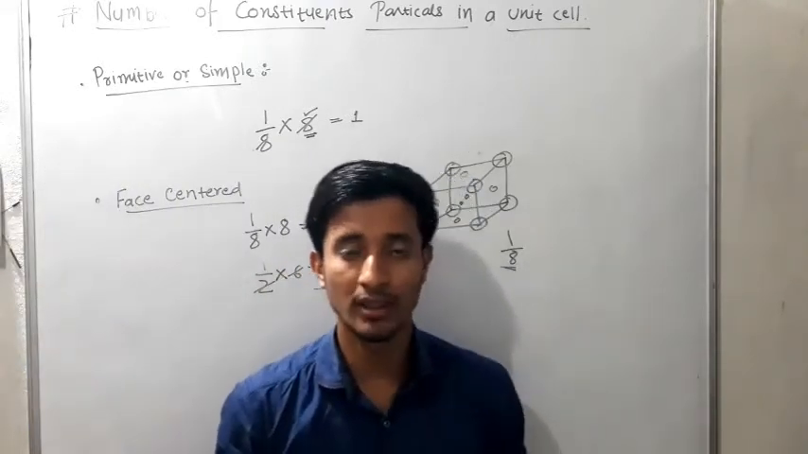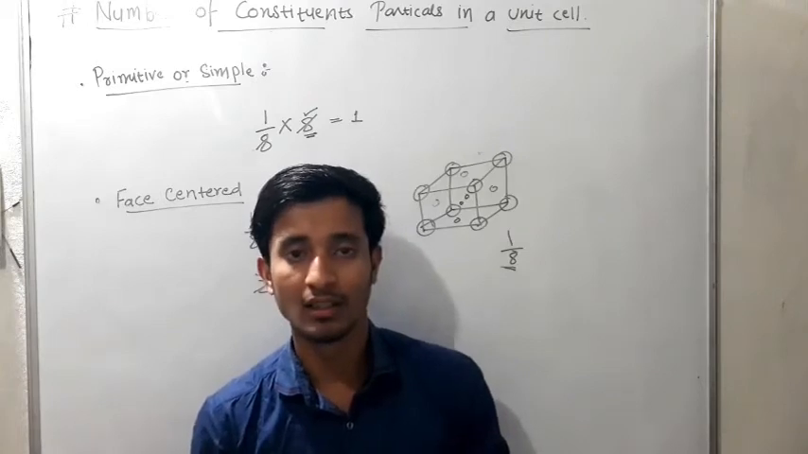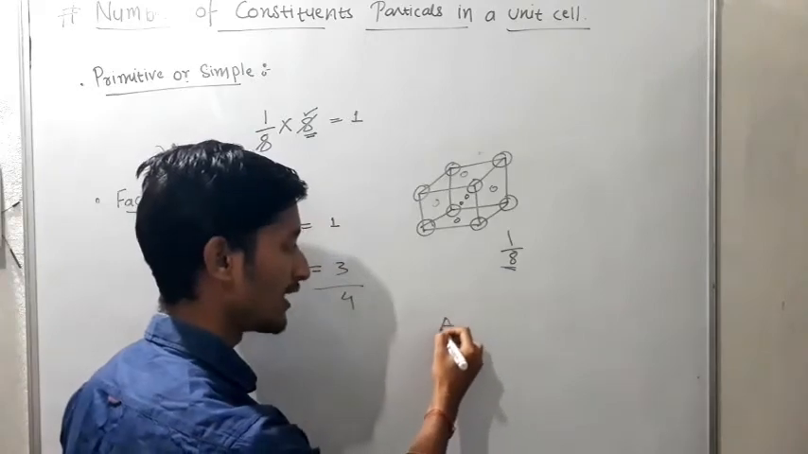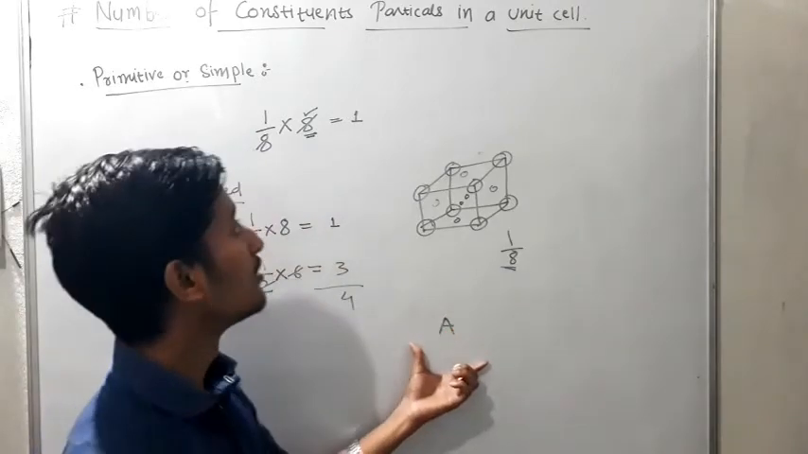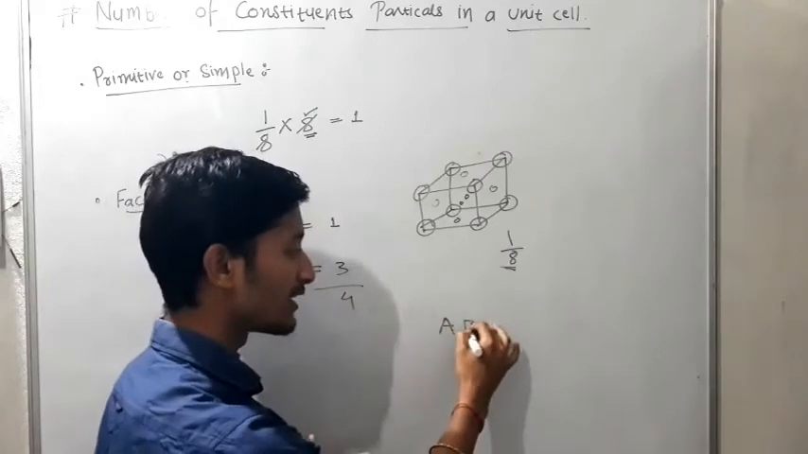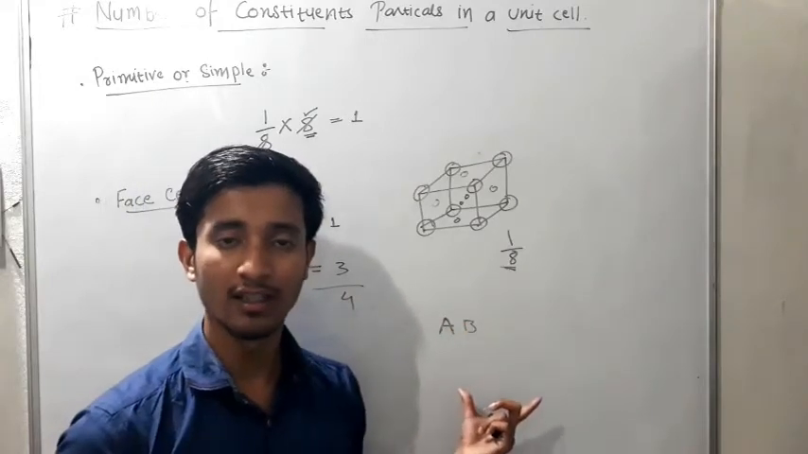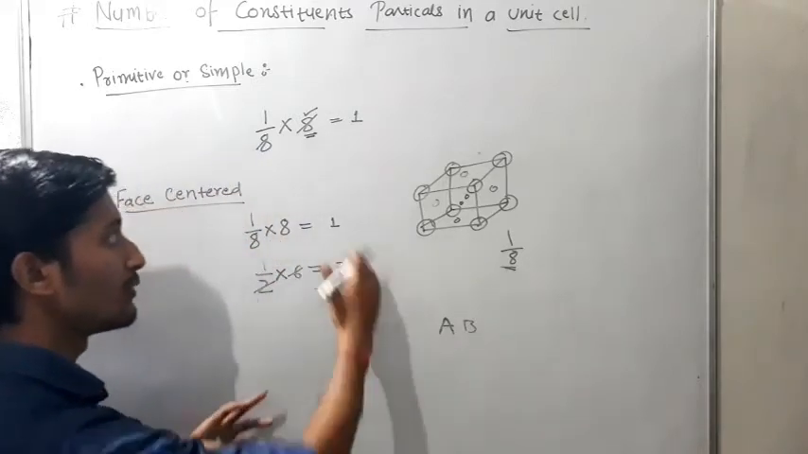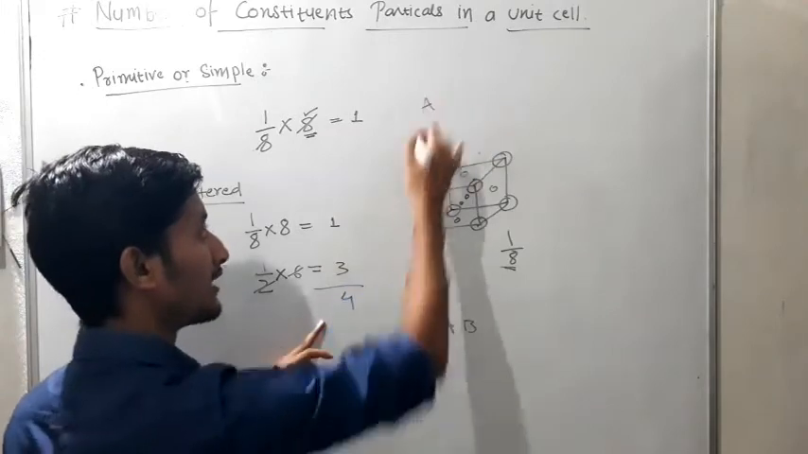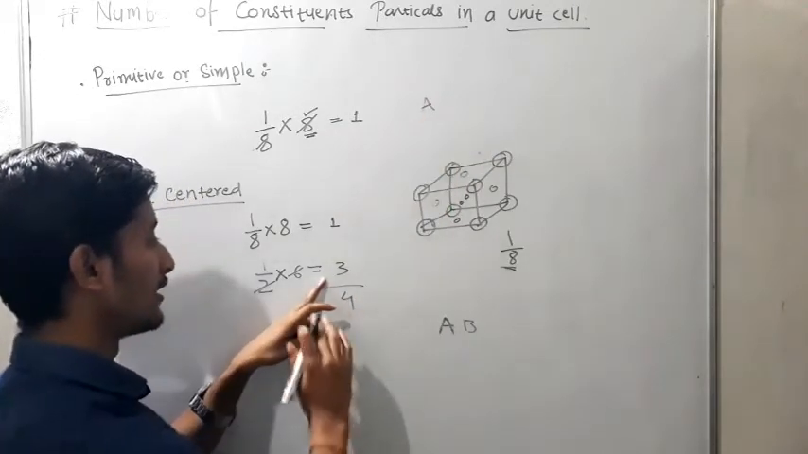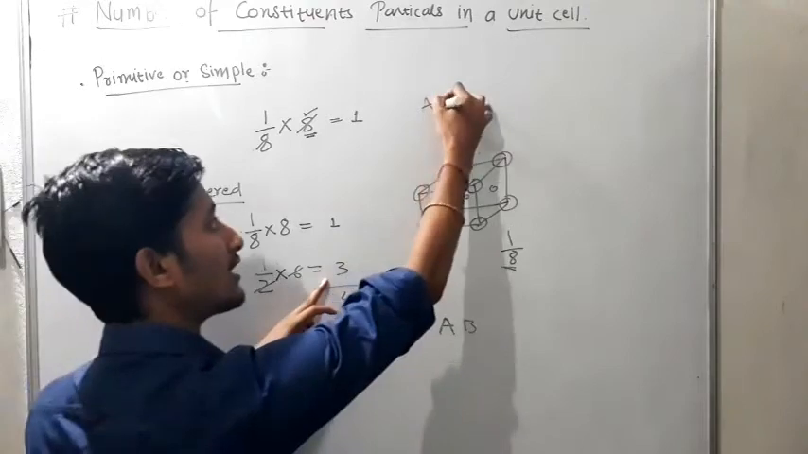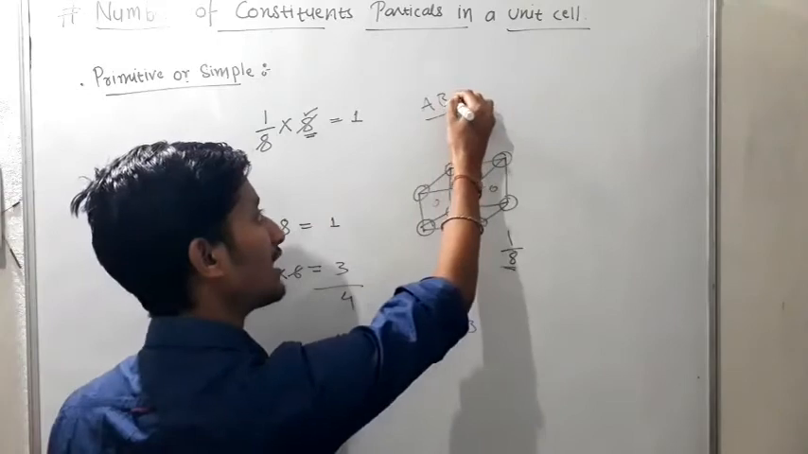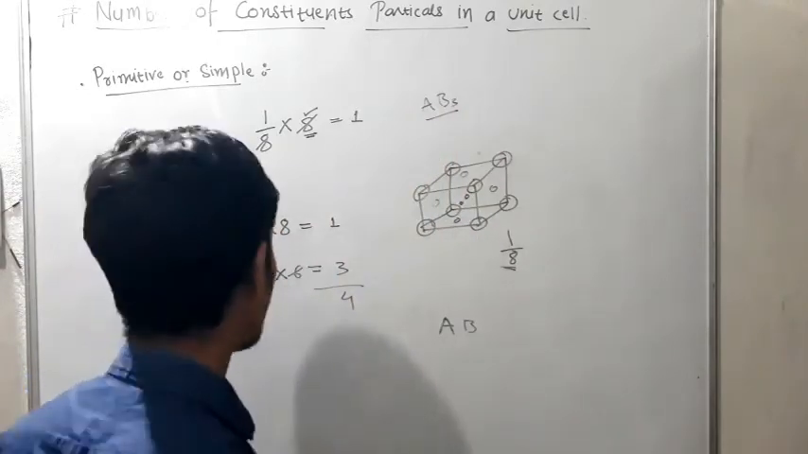In examination such type of questions are asked like atom A is present in a corner of the unit cell and B is present on face of the unit cell. What will be the formula of the unit cell? The contribution of corners is 1 and face is 3. So what will be the formula of the compound? AB3. Let's see the next.